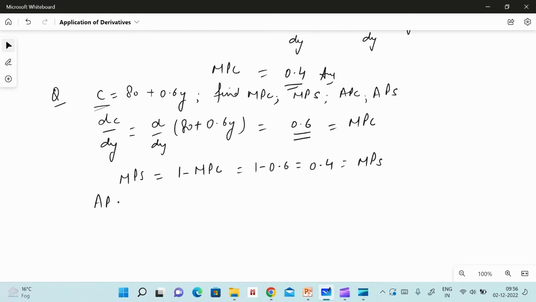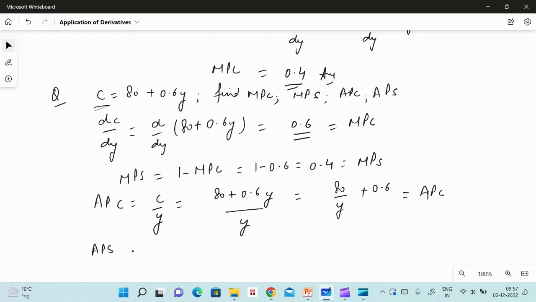Moving further toward average propensity to consume, the formula is C divided by Y, right? And I know the value of C, this is equal to 80 plus 0.6Y divided by Y. Okay, so I can write it like this: 80 by Y plus 0.6. So this is the value for average propensity to consume.